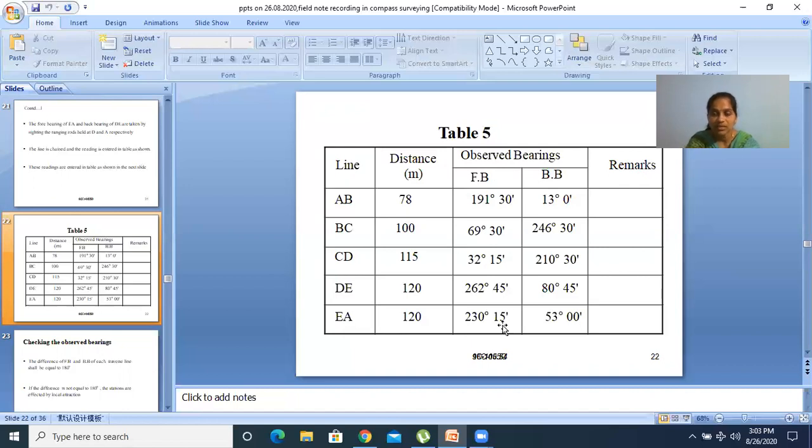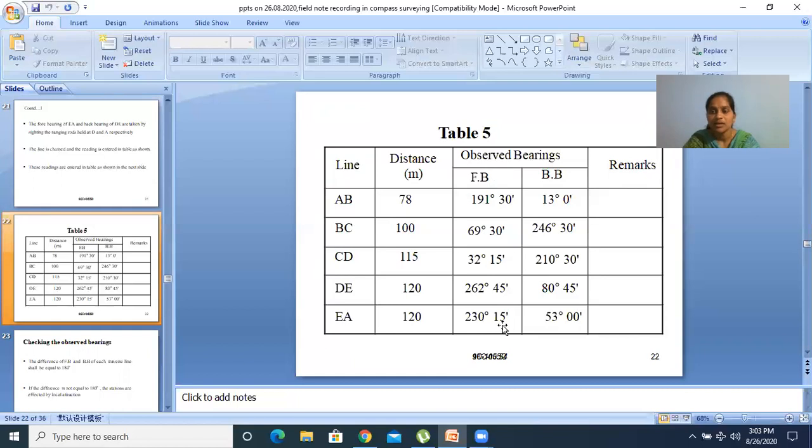So with that, from all 5 stations, we have taken forward bearings and back bearings and entered them in the table. So you have to note, you have to record the field data like this. Hope you all understood. Is it okay?